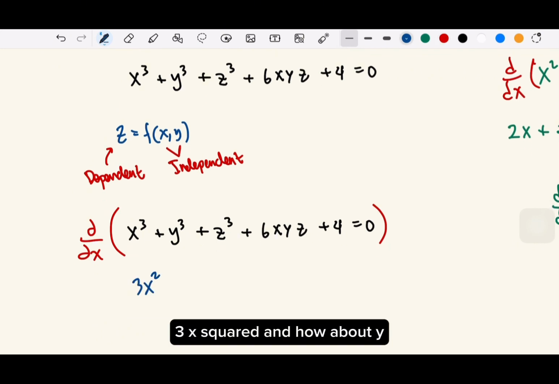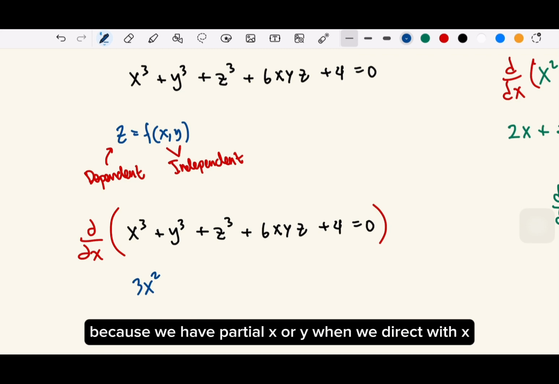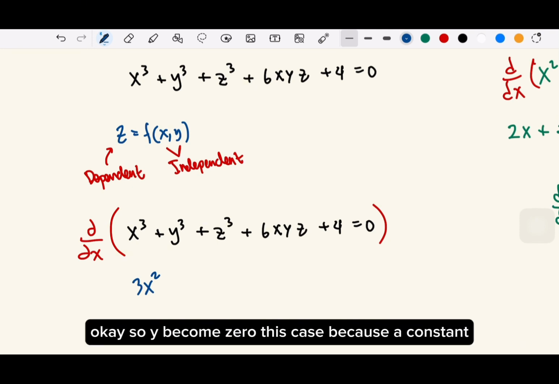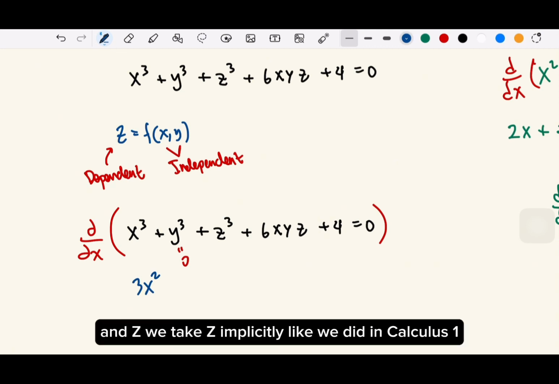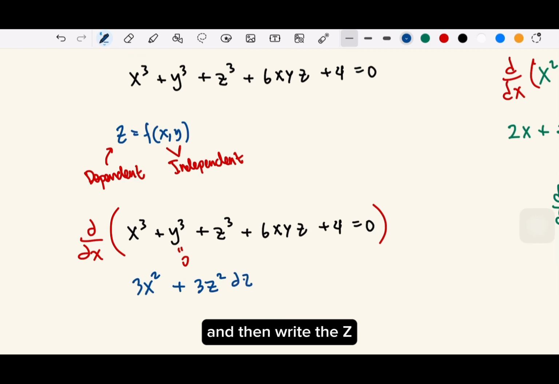3x squared. And how about y? Remember, in partial derivatives, when we differentiate with x, then x is our variable and y is a constant. So y becomes 0 in this case because it's a constant. And z, we take implicitly like we did in calculus 1. So we write plus 3z squared and then dou z dou x.